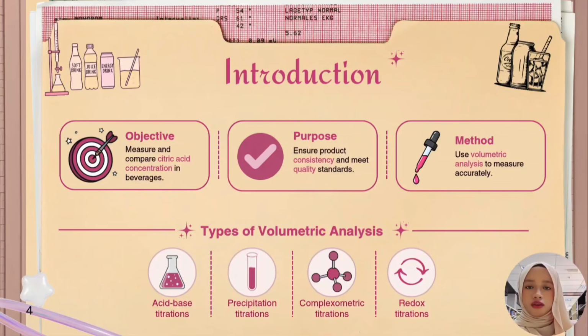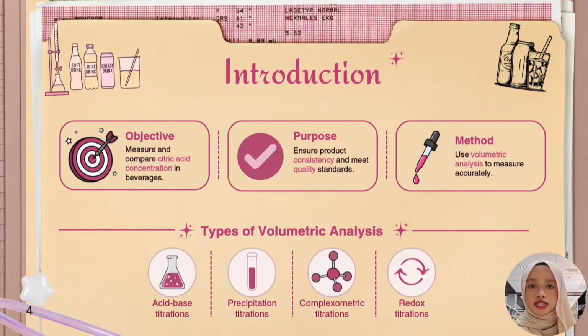There are four main types of volumetric analysis, which are acid-base titration, precipitation titration, complexometric titration and redox titration. For this experiment, we choose acid-base titration because citric acid is an acidic compound. This makes acid-base titration a more suitable method for determining its concentration.